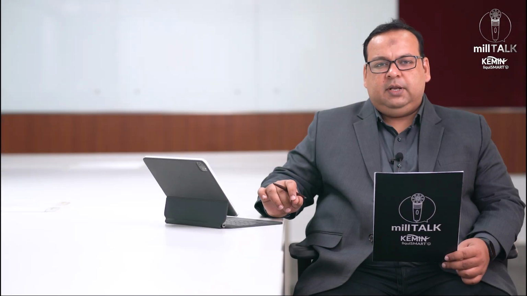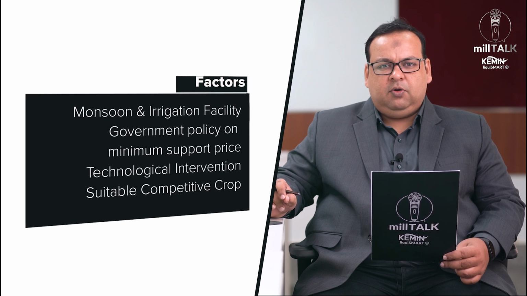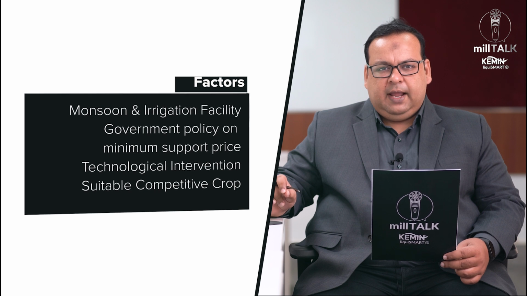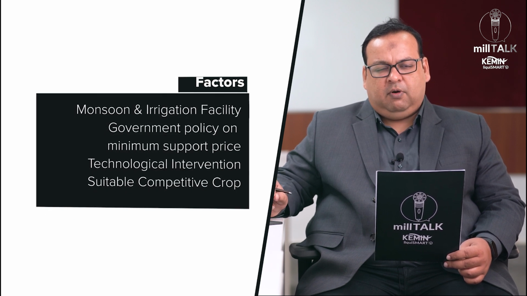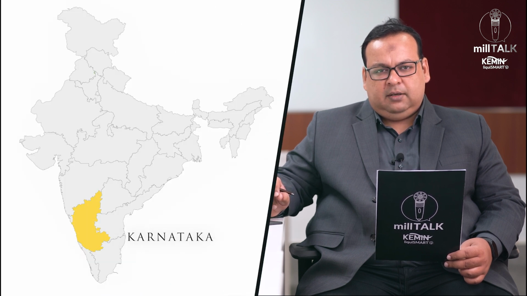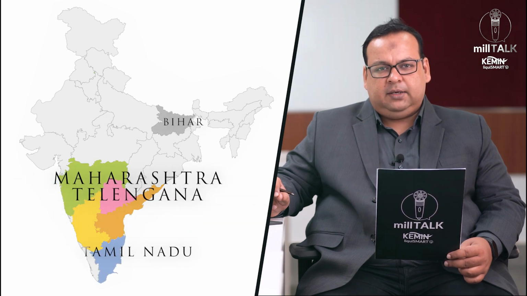Indian maize production depends on various factors, for example, monsoon and irrigation facility, government policy on minimum support price, technological intervention, and suitable competitive crops. Domestic production of corn in India is approximately 25 million metric tons. 2/3 of the maize is coming from Karnataka, Andhra Pradesh, Telangana, Maharashtra, Tamil Nadu, and Bihar.